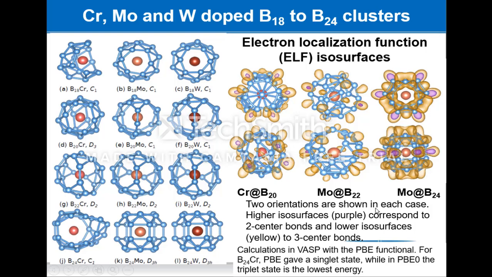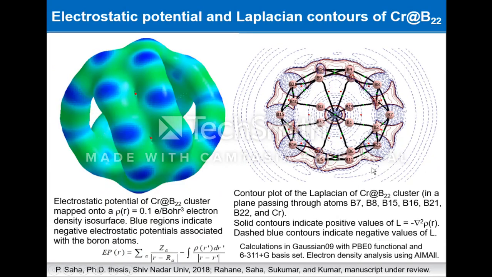The higher isosurfaces, which are shown in purple, correspond to two-centered bonds, whereas the lower isosurfaces shown in yellow correspond to three-center bonds. We see this also from the Laplacian contour plots of chromium in B22 shown here, along with the electrostatic potential of the cluster mapped onto a 0.1 electrons per cubic Bohr electron density isosurface.